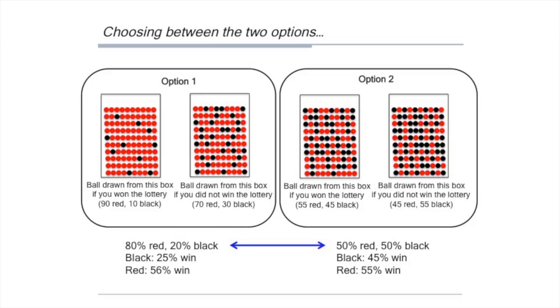Looking at these options side by side, we realize that in option 1, you are more likely to see a red ball, and in option 2, you are just as likely to see a black ball as a red ball. In option 1, seeing a black ball means your chances of winning are 25%, and seeing a red ball means that your chances of winning are 56%. In comparison, in option 2, seeing a black ball means that your chances of winning are 45%, and seeing a red ball means that your chances of winning are 55%.